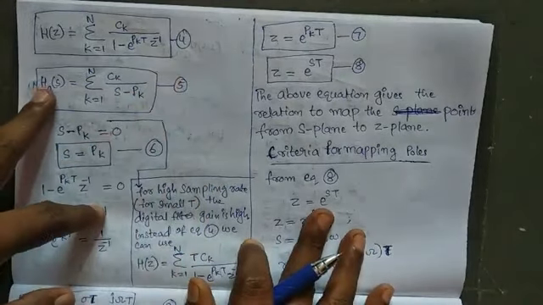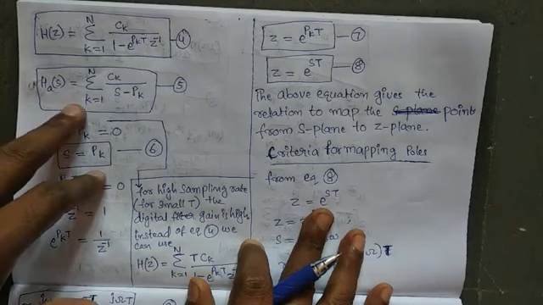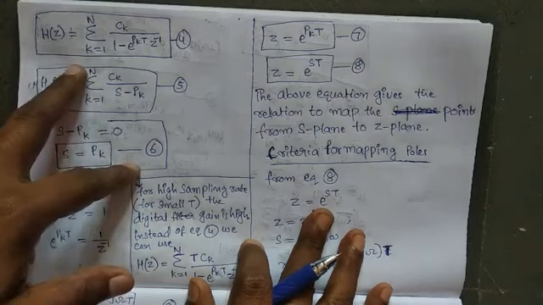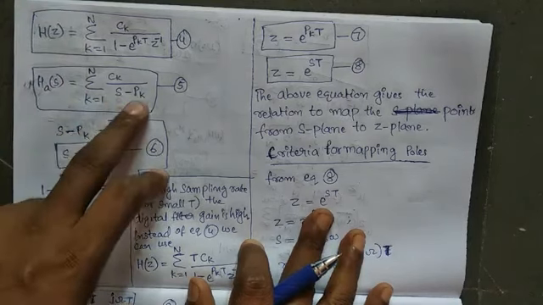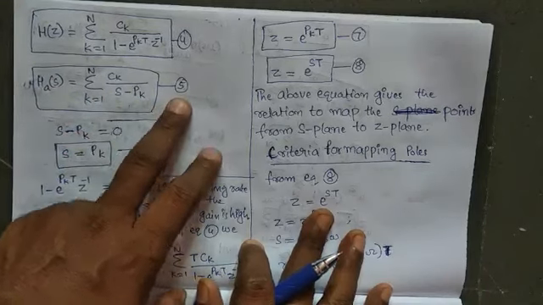Here we recall the transfer function of the analog filter. H_a(s) is equal to what? Summation k equals 1 to capital N of c_k by (s minus p_k). I am taking this as equation 5.